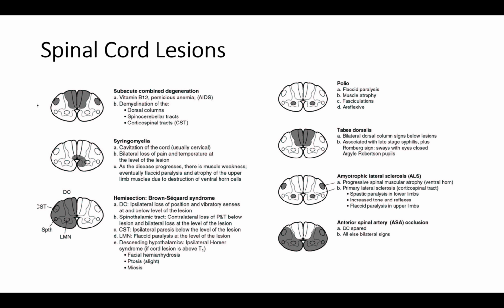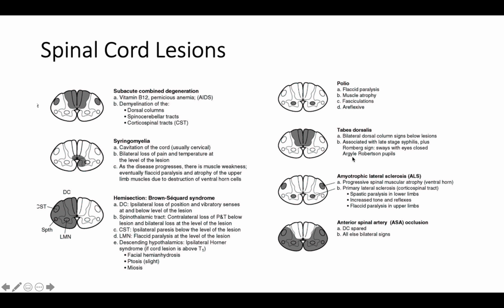And tabes dorsalis, this is a result of neurosyphilis. This is tertiary syphilis. This is the last stage of syphilis. And this will specifically target the dorsal columns of the spinal column. So for anybody that's had syphilis that has been untreated, they will have a loss of proprioception, vibration, and fine touch. Once again, if you suspect that a person might have tabes dorsalis, you would have them close their eyes, stand up straight, and see if they sway more than they should.